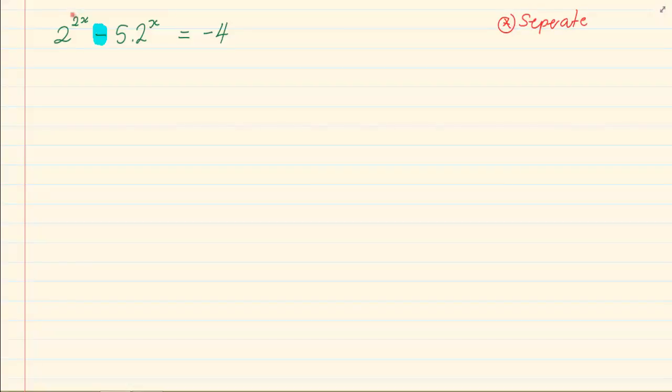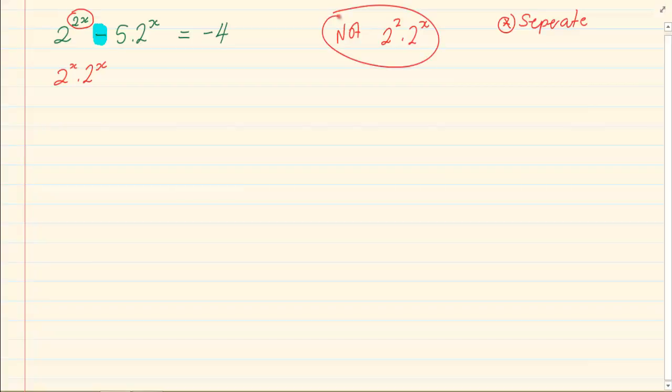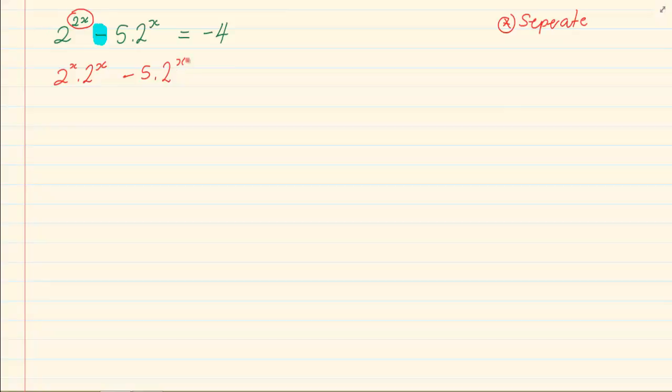When we're separating, 2 to the power 2x, as discussed in our previous video, will give us 2 to the power of x times 2 to the power of x. Be careful, it is not 2 to the power of 2 times 2 to the power of x. This is incorrect. Minus 5 times 2 to the power of x plus 4 is equal to 0.